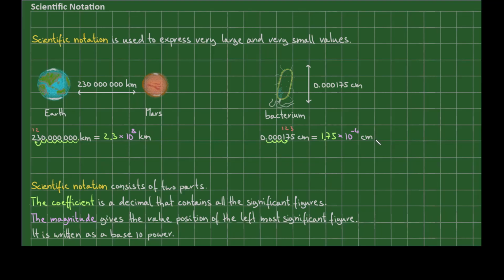Speaking of values that are less than 1, there is a bit of a shortcut. Rather than counting how many times the decimal point has moved, you can simply count the number of zeros in front of the first significant figure. In this case, we have 4 zeros, therefore the exponent of the magnitude will be -4.